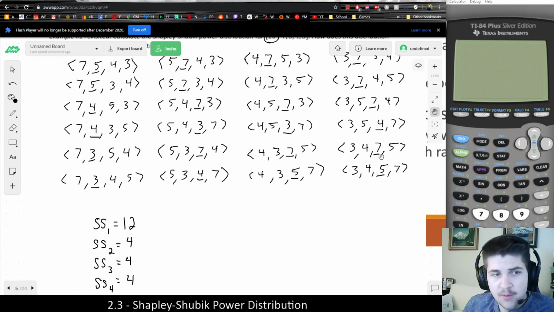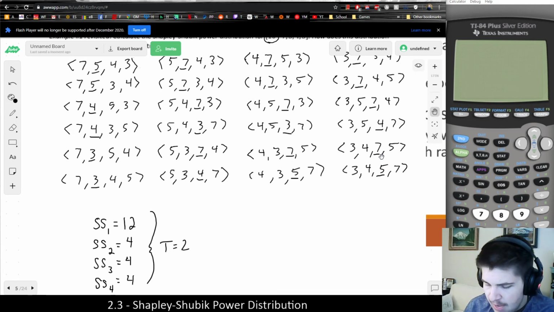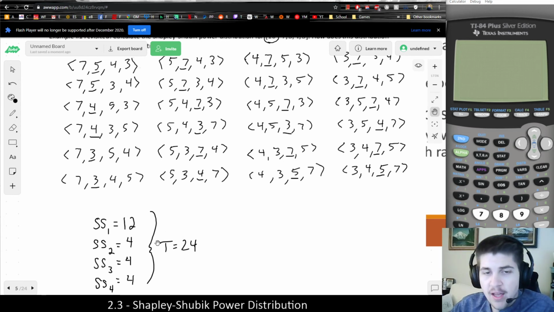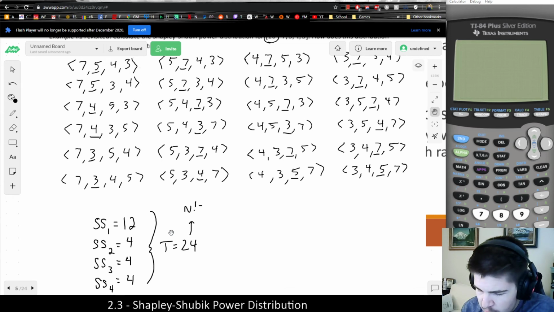Just like with Banzhaf, we want to figure out how many times each person is underlined, and add up the total. In this case, that adds up to 24. And remember, since there's one pivotal player per sequence, the total number of pivotal players should always equal the number of sequential coalitions, which is always given by the mathematical formula n factorial, where n is the number of players in this chapter.